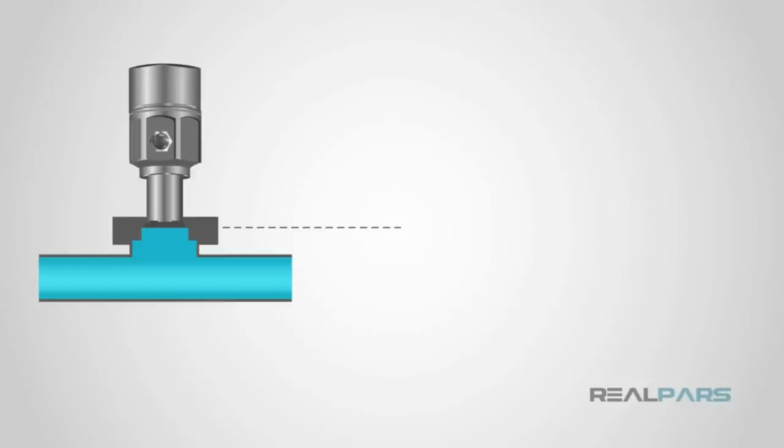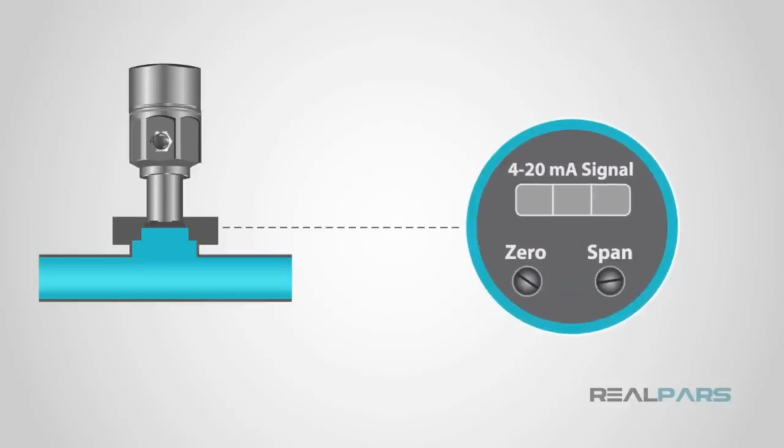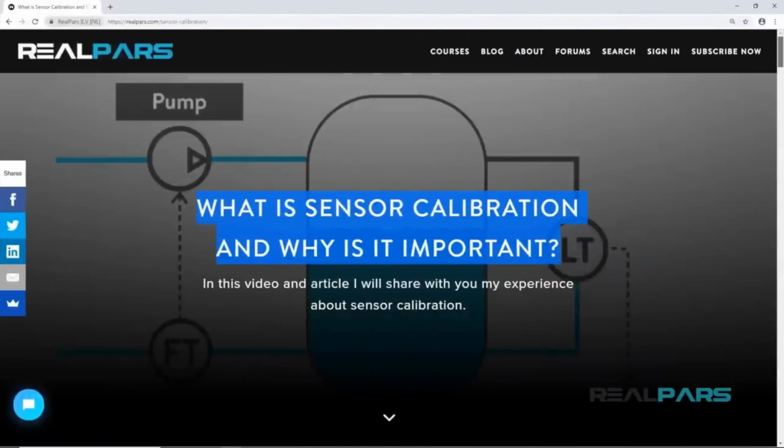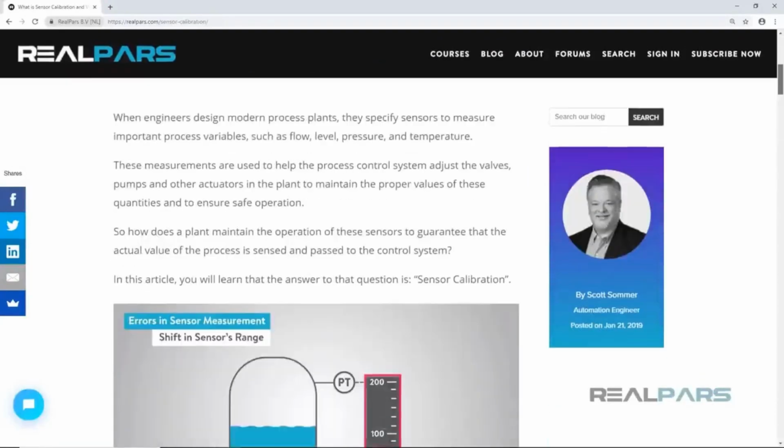Pressure sensors need to be calibrated so it knows what voltage or milliamp signal corresponds to what pressure. This is a basic zero and span calibration, or minimum and maximum, which is a common job for maintenance personnel. In the Real Pars video, What is Sensor Calibration and Why is it Important?, we describe sensor calibration in detail.